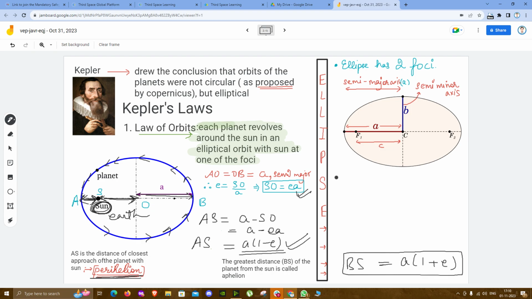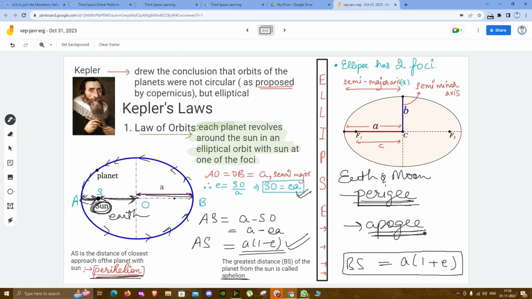In the case of Earth and moon, a perihelion becomes perigee and aphelion becomes apogee. These are the terms that we need to be careful about. It's very useful if you're aware of these things. So it is perigee for perihelion and apogee for aphelion.